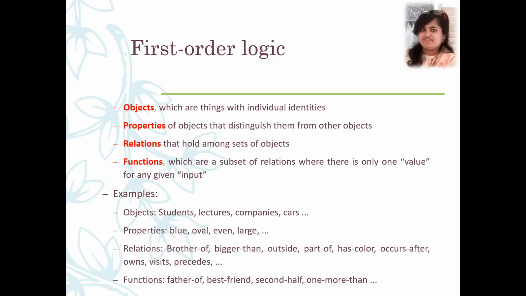Next are the relations, that is, relations that hold among sets of objects. One example is that Ram is the brother of Shyam. Then brother of is the relation, by which we can find the relationship between the two objects Ram and Shyam. Other examples of relations are bigger than, outside, part of, has color, occurs after, owns, visits, precedes.